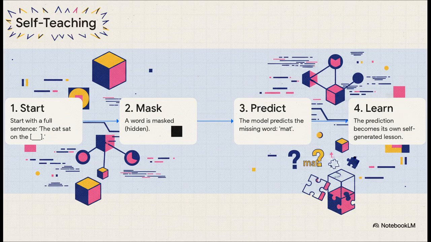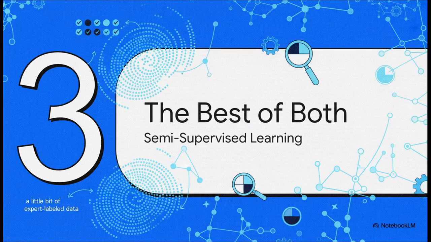It'll take a sentence, for example, hide one of the words, and then challenge itself to guess what's missing. Every time it gets it right, it reinforces its own understanding of language and context. It's an incredibly powerful way to learn from the trillions of words on the internet, and it's a huge reason why large language models understand grammar and facts so well. All right, quick recap.